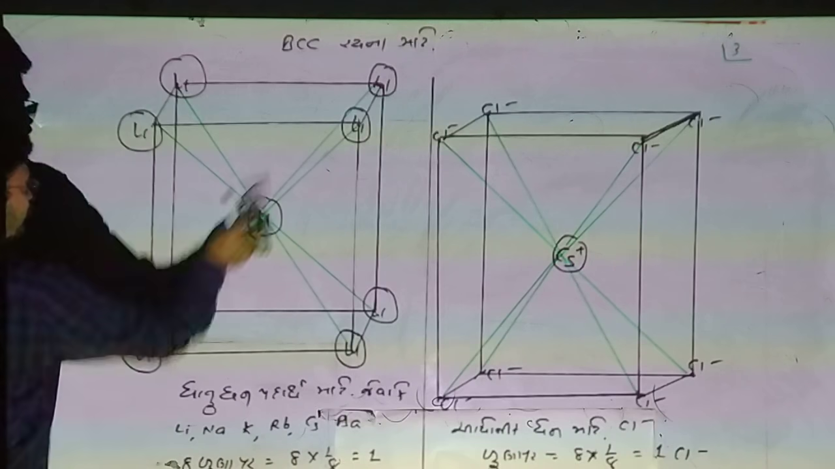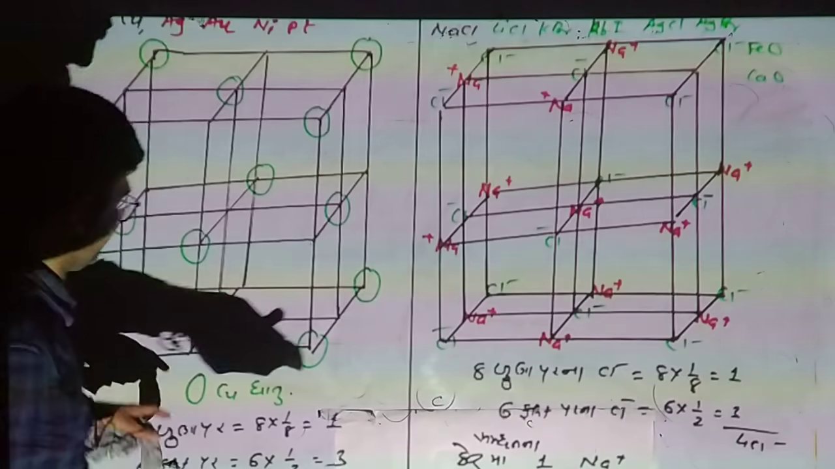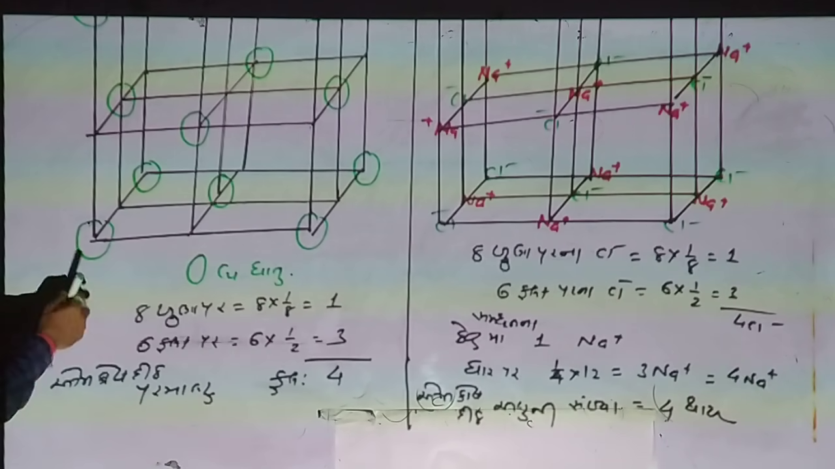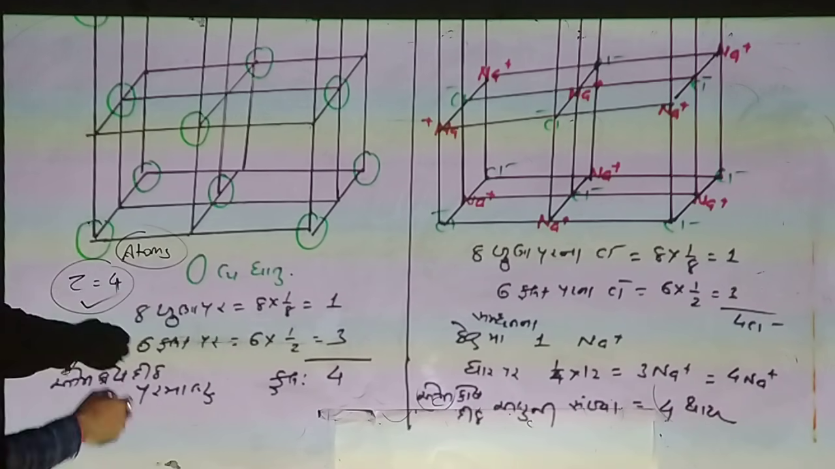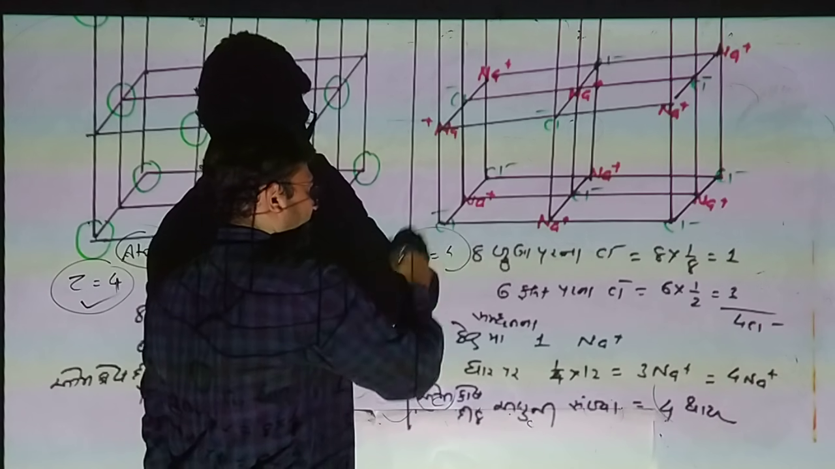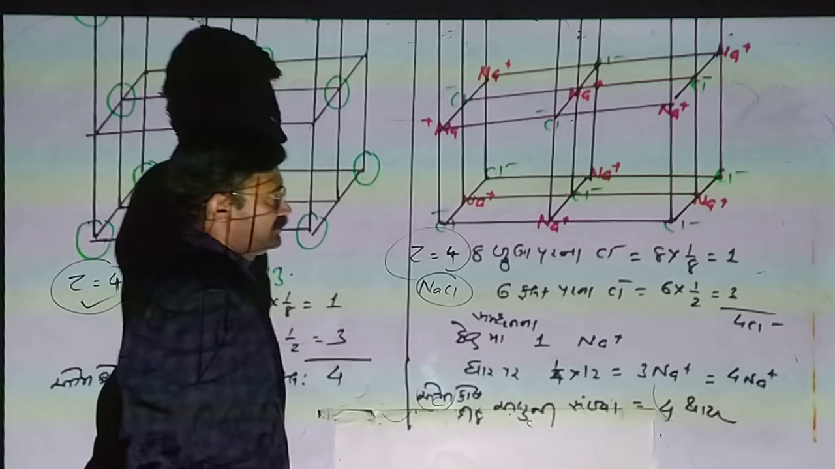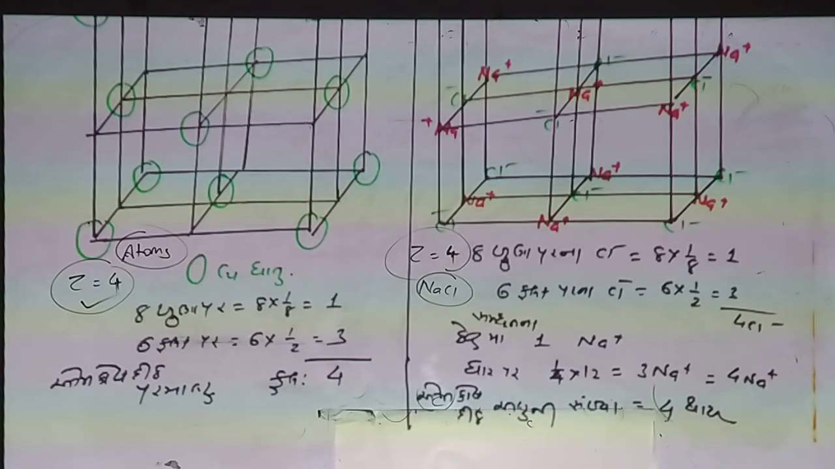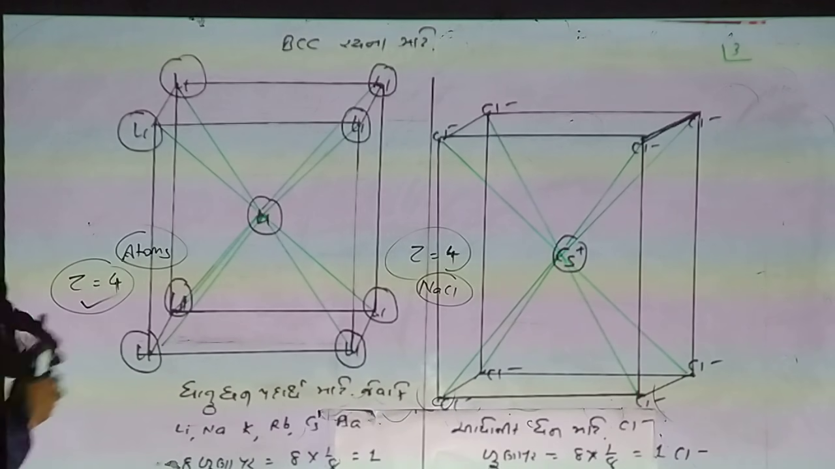Whenever an FCC metallic structure comes in numericals, Z will be 4. The number of atoms is 4. Here we use the word number of atoms. For the ionic structure, Z will also be 4, but we have to use the word molecules. Here molecules are 4, there atoms are 4. Don't make a mistake. Store it in your mind. Now, what about BCC?